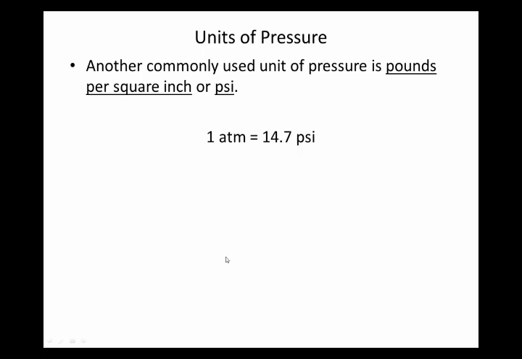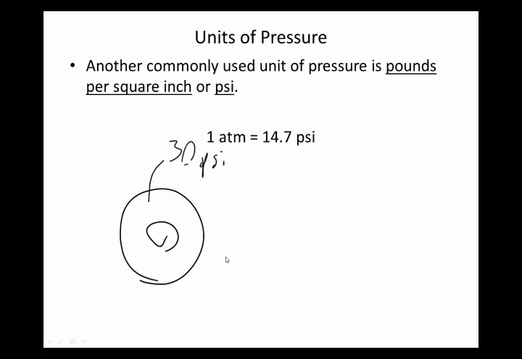1 atmosphere is a little less than 15 psi. So if you think about this, there's a couple important things here. If you have a tire, a lot of times tires are inflated to 30 psi or thereabouts. I'll talk about how you measure it in a second. So this is going to equal about 2 atmospheres, because an atmosphere is about 15 psi. So it's going to be a little less than 2 atmospheres.